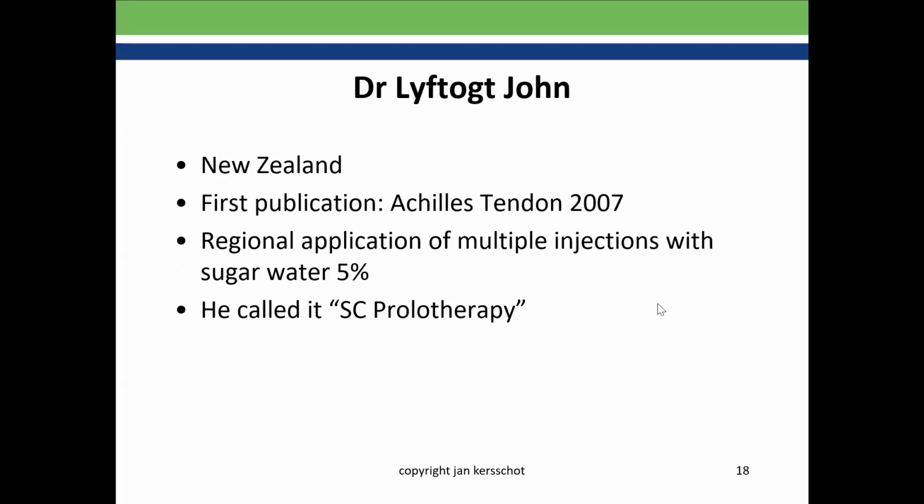Then you have Dr. John Lyftogt. He's very famous because he was the one who brought the 5% glucose or dextrose injections into the world. He gave a lot of courses worldwide, and his first publication was on the Achilles tendon, and he called it subcutaneous prolotherapy. But if you inject subcutaneously with 5%, there is no proliferation. Everybody associated the word glucose or dextrose with prolotherapy, and that's why the term prolotherapy was used. He was the one who introduced this regional application of multiple injections with 5% sugar water.